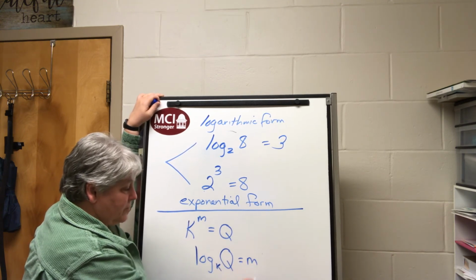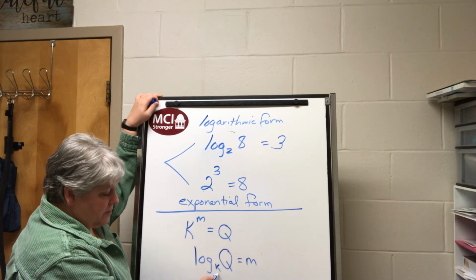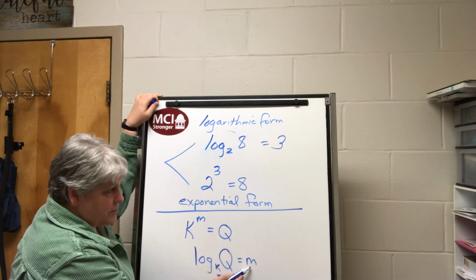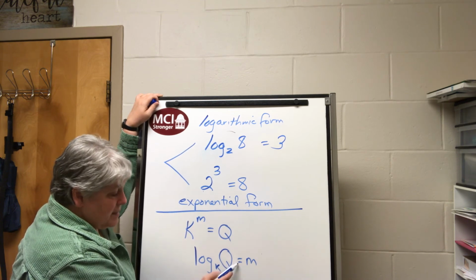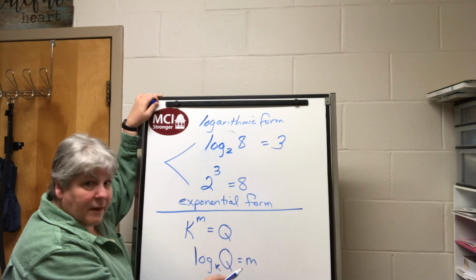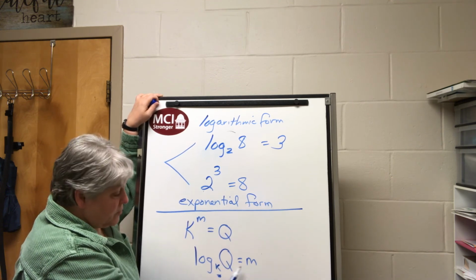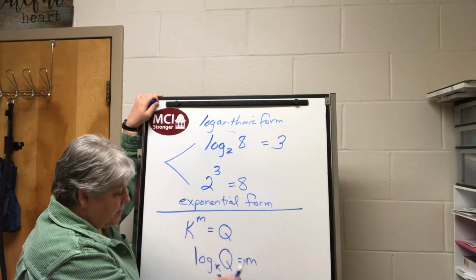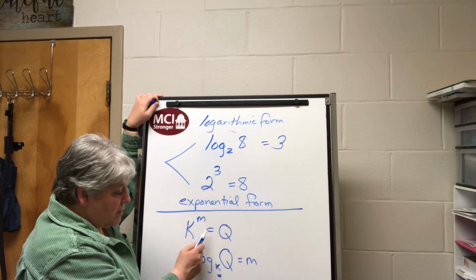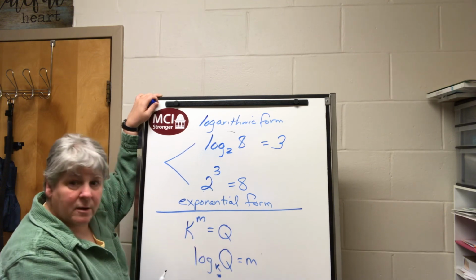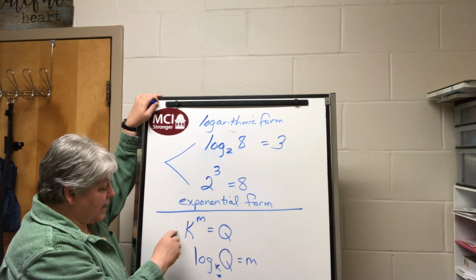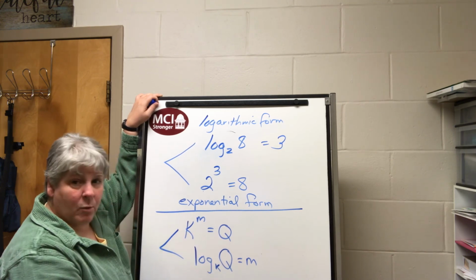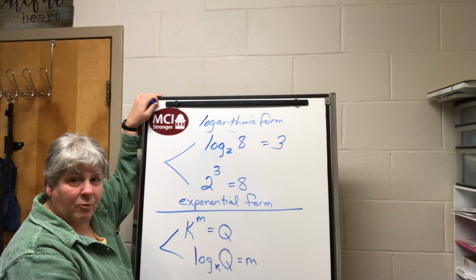So let's see if I did this right. This is a thing being raised to a power. This is the power itself because the logarithm is an exponent. It's always a thing on the other side of the equal sign. And this right here is what I hope to get when I raise k to that power. And indeed, k to the m does come out to be q. So these again are the same two facts, written one in the logarithmic form and one in exponential form. I hope this is helpful to you.